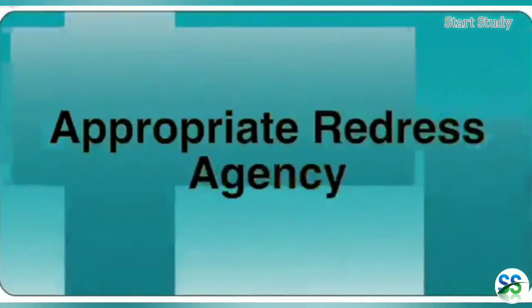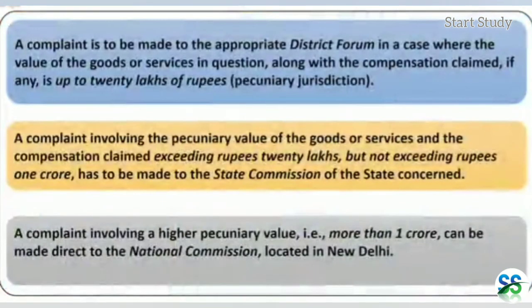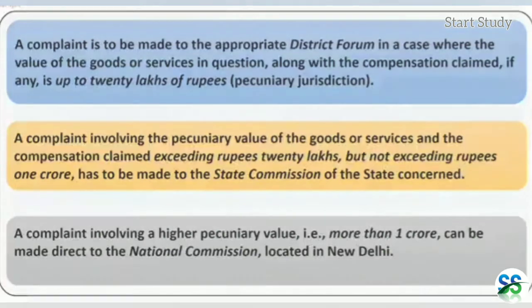Appropriate redress agency. A complaint is to be made to the appropriate district forum in a case where the value of the goods or service in question along with the compensation claimed, if any, is up to 20 lakhs of rupees. Moreover, the appropriate district forum shall be the one within the local jurisdiction of whom the opposite party resides or carries on business, or where the cause of action arises. A complaint involving the pecuniary value of the good or services and the compensation claimed exceeding rupees 20 lakhs but not exceeding rupees 1 crore has to be made to the State Commission of the state concerned. A complaint involving a higher pecuniary value, that is more than 1 crore, can be made direct to the National Commission located in New Delhi.